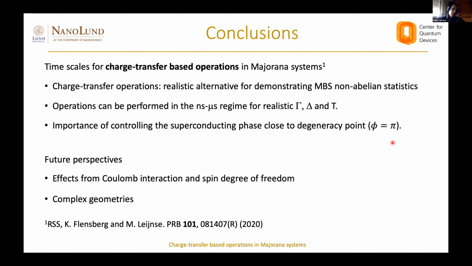So there is still the open question about the effects of Coulomb interaction in the quantum dot, the spin degrees of freedom, possibly consider more complex geometries, but I would say one mainly open problem is the problem of detecting the outcome of the process of the operation.